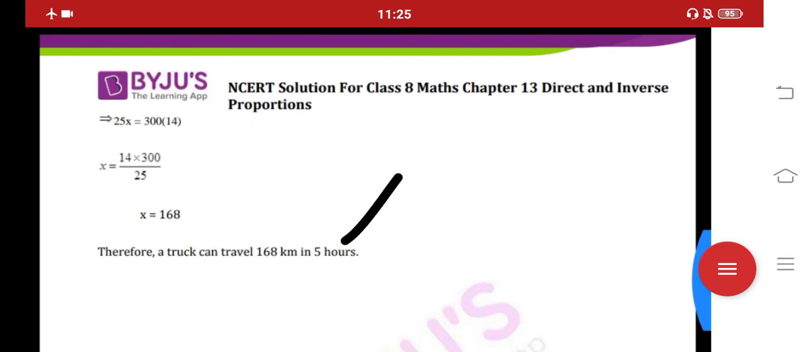In how many hours? In 5 hours. So this is how we have completed all the questions of 13.1, which is the question set on direct proportion.